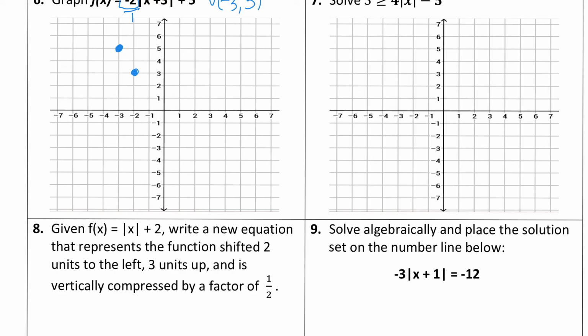And there's my next point. I can do it again, down 2 to the right 1. And then I can keep doing that if I want to. But remember, the symmetrical piece on the other side would be going down 2 to the left 1, and then down 2 to the left 1. And so there we have our absolute value. Whoops, that was a terrible line trying to connect those points, but you get the idea.